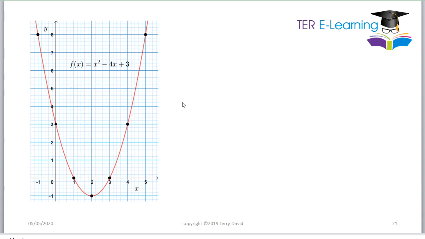Look at this graph here. This is one of the graphs that we plotted. It's the first graph that we plotted, right? From this graph, can somebody tell me what is my minimum point? What is my minimum point?